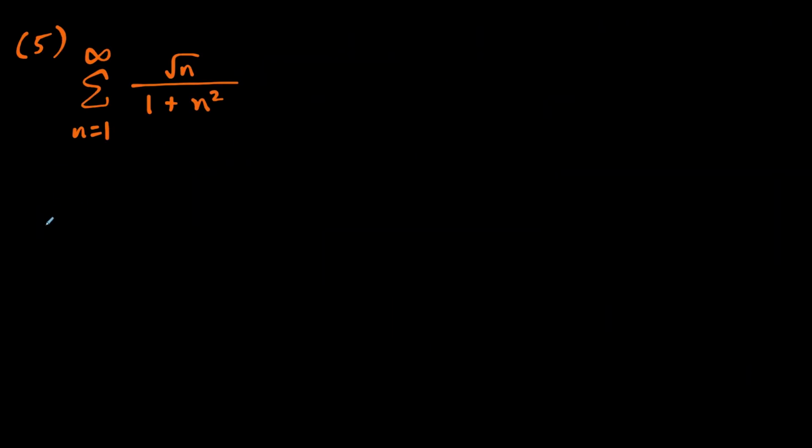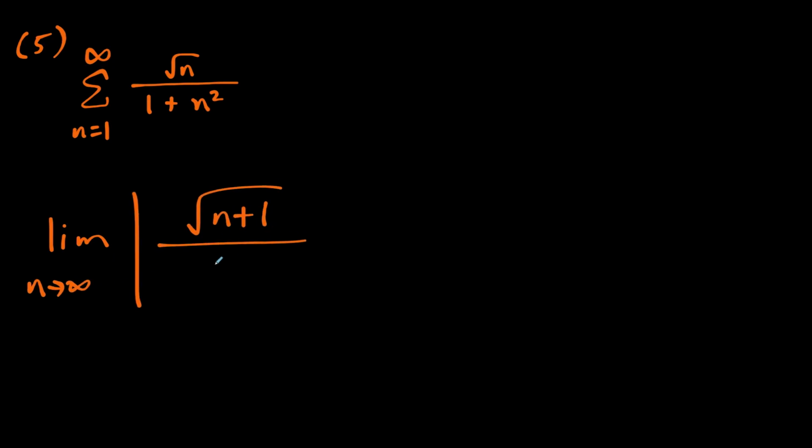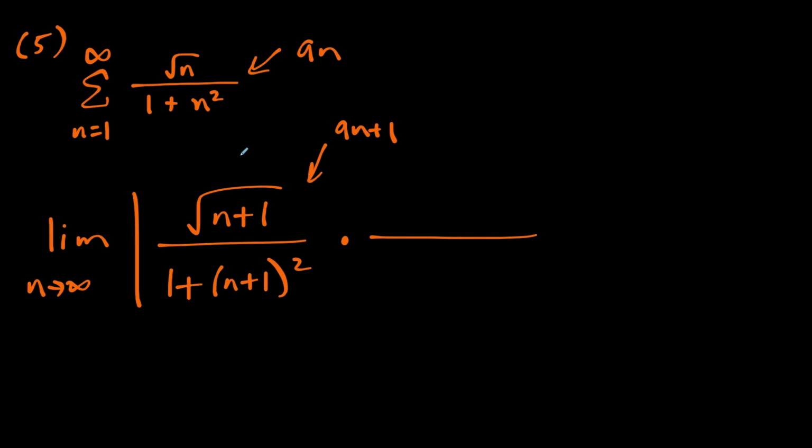For question 5, we're using the ratio test again. So we have the limit as n goes to infinity of, and we've got the absolute value, and a sub n+1 would be square root of n+1 over 1 plus (n+1) squared. So this is our a sub n+1. Our original a sub n is here, so when we divide by a sub n, once again, we're just multiplying by the reciprocal. That's going to give us 1 plus n squared like this, and then we have square root of n on bottom.